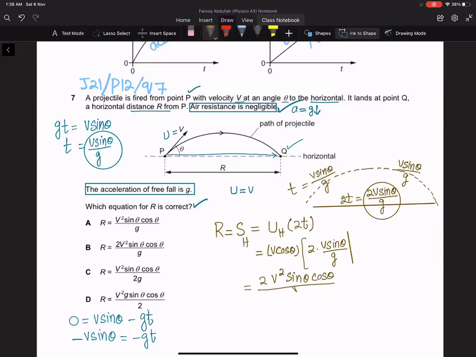So which option is correct? If we look at the different options, it is obviously 2v square sine theta cos theta over g. The answer should have been B. So B is the correct option. So this was question number 7, and the answer B is the correct option for question number 7.